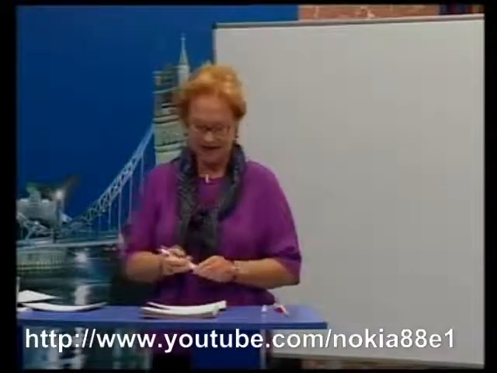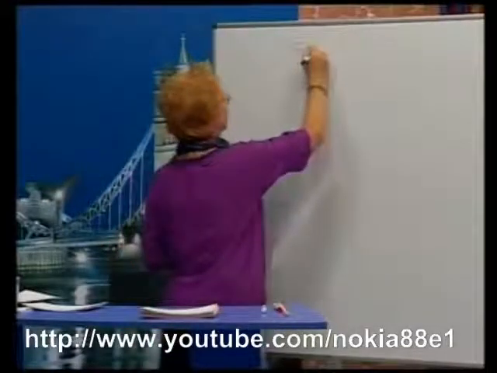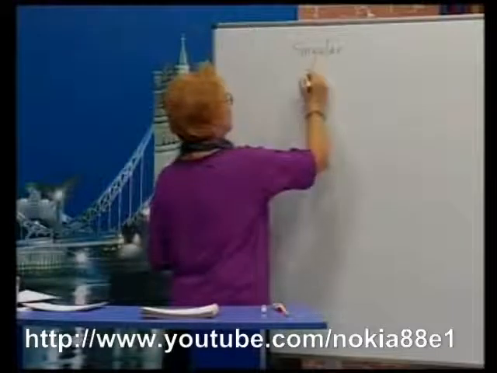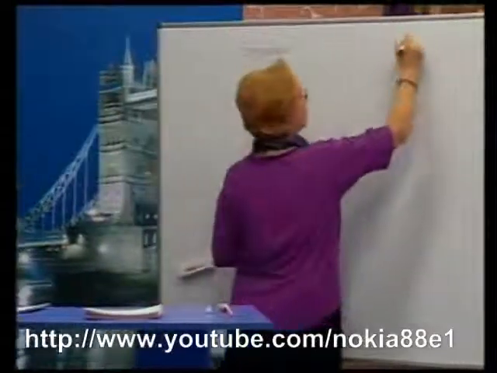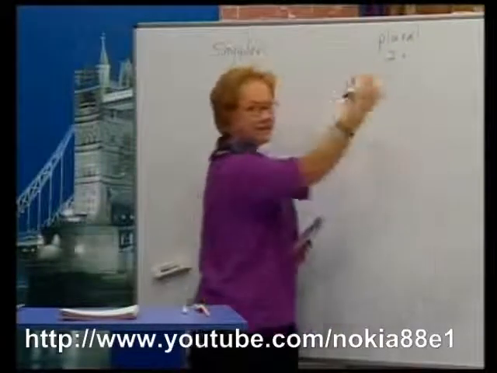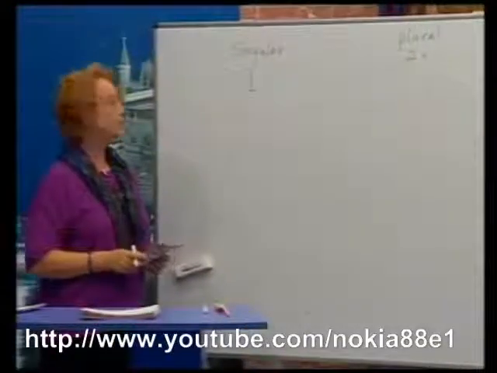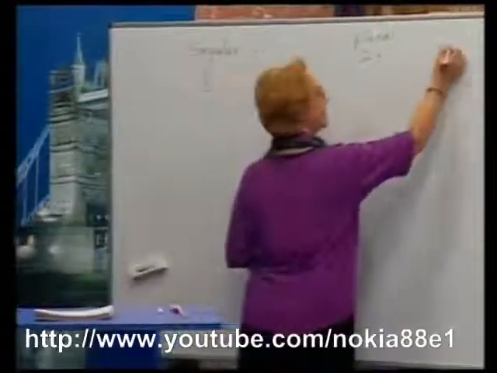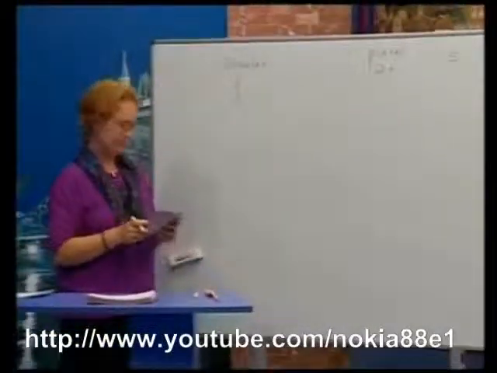Okay. Now, we're going to talk about singular and plural nouns. Singular is one. Plural is two plus. All right. Now, in English, usually we add S to make plural, but some words are special.